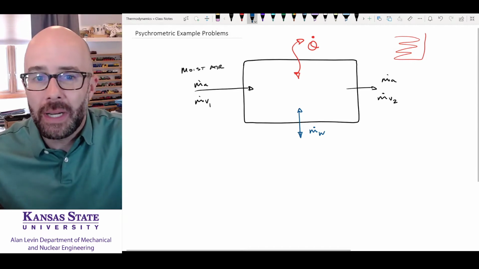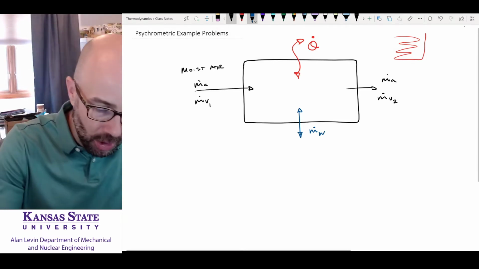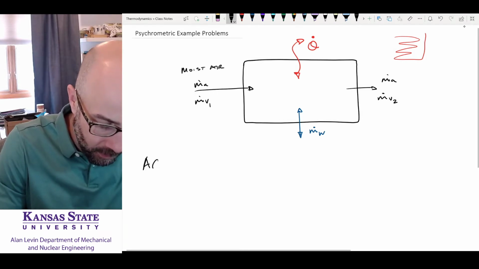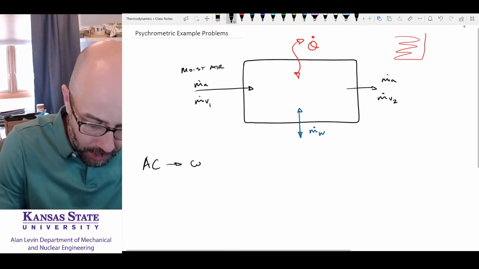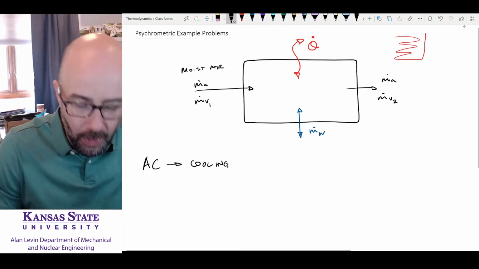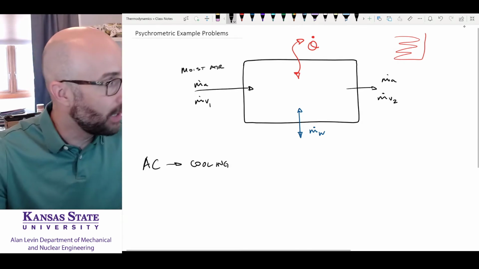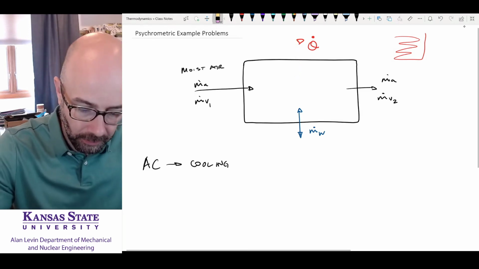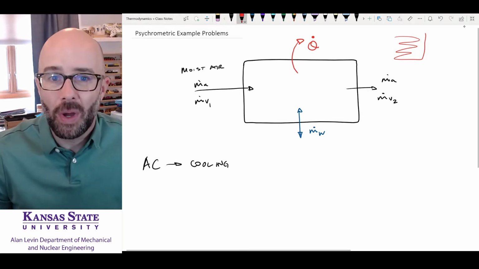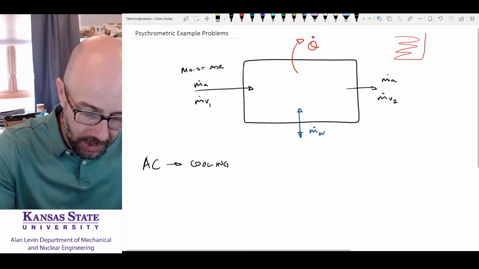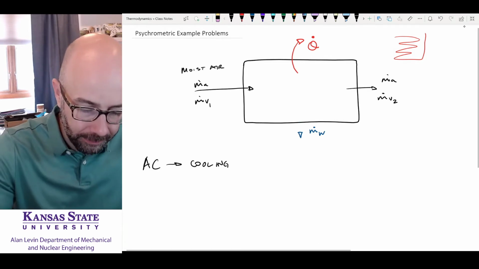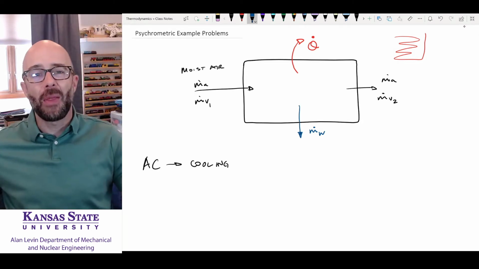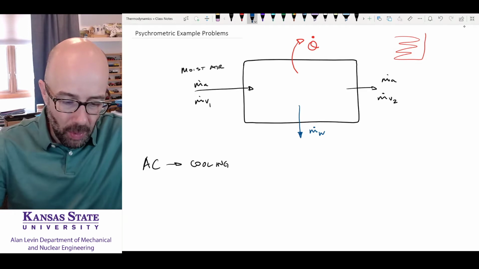So let me just look at a cooling process. Let's talk about air conditioning. We're talking about a cooling process. In this situation, we are going to be taking heat out of the air, and what that's also going to require is that we're going to be removing water from it. I'll talk about how that happens here. So this is what we're going to do.